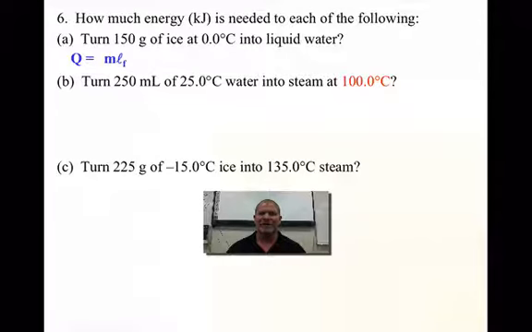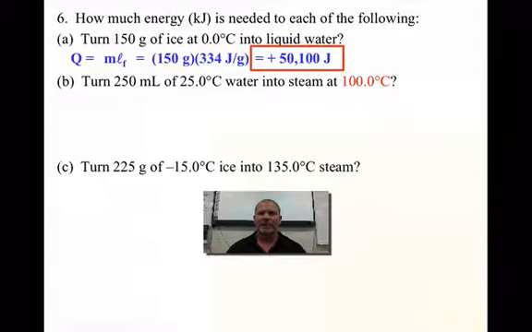So it's mass times latent heat of fusion. My mass is 150 grams, latent heat of fusion 334. That gives 50,100 joule, and keep a positive 50.1 kilojoule. Yes, I know there's ambiguity with the 150, but we'll just keep it at 3 sig figs.